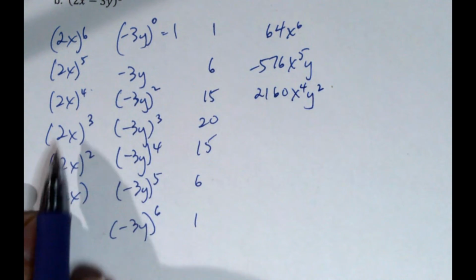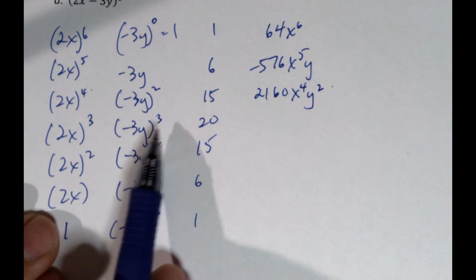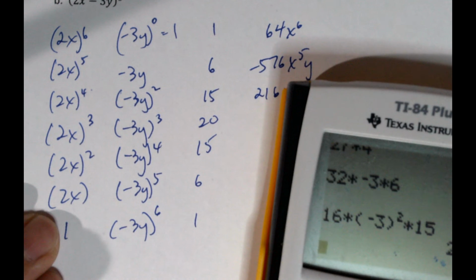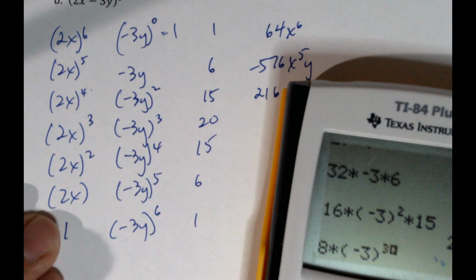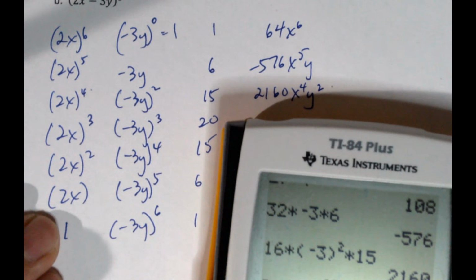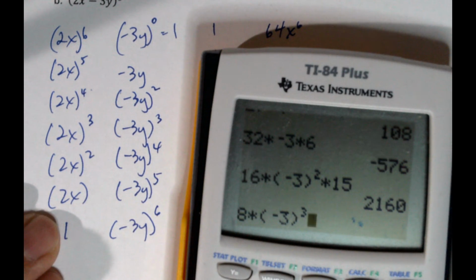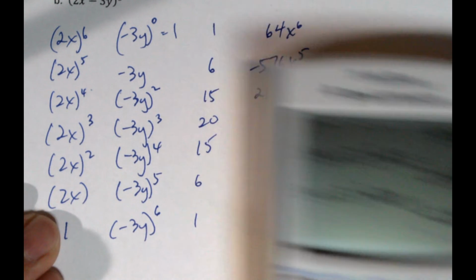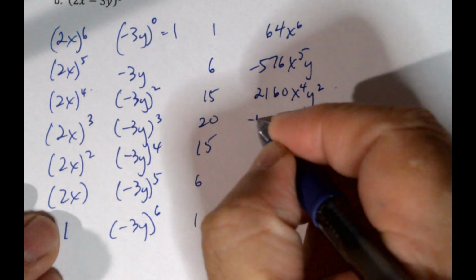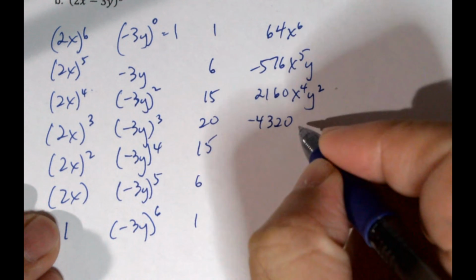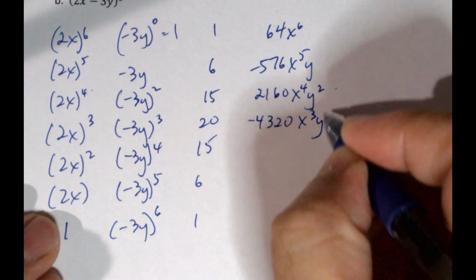Now it's 2 to the 3rd and negative 3 to the 3rd. So it's 8 times negative 3 to the 3rd times 20. And I've got negative 4,320. X cubed, y cubed.